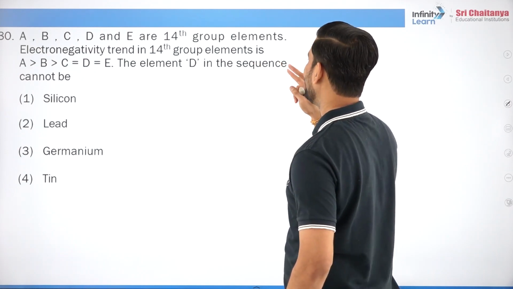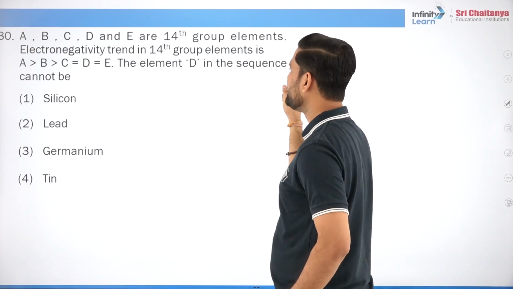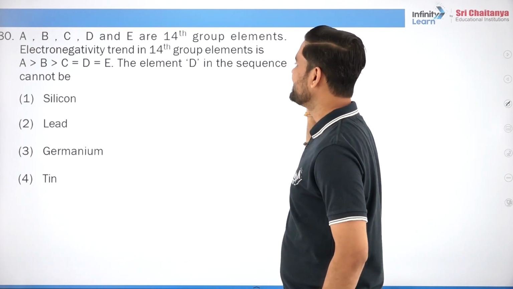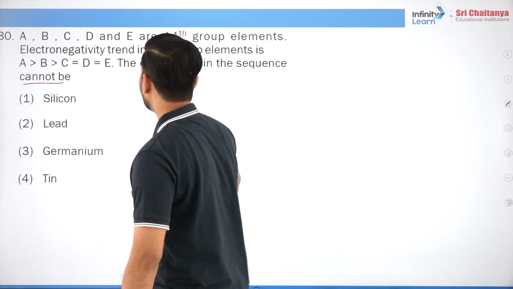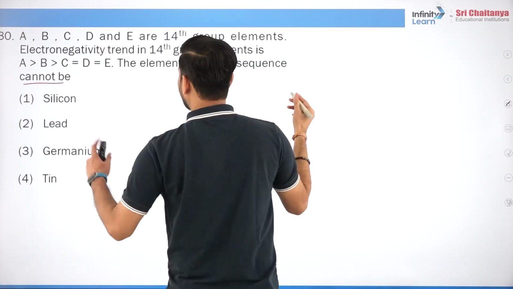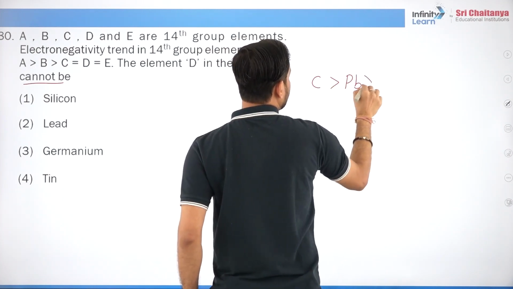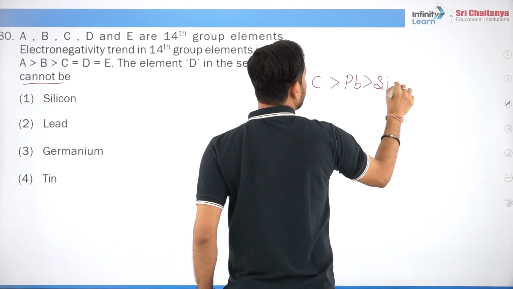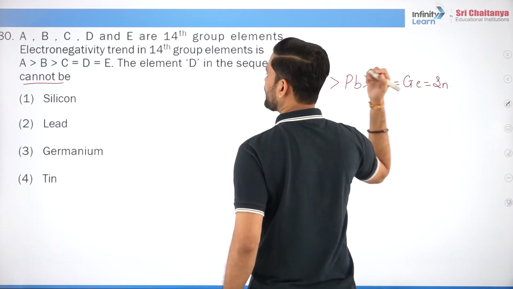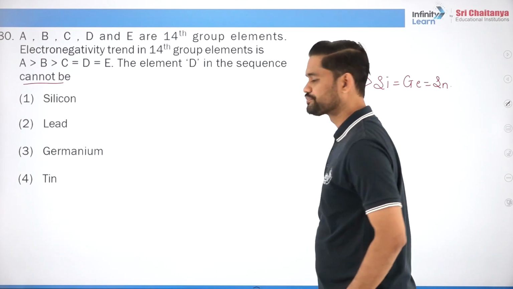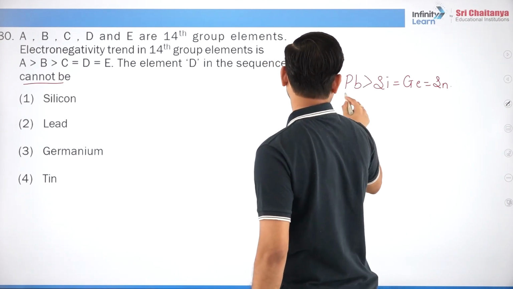A, B, C, D and E are group 14 elements. The electronegativity trend in group 14 elements is given. The element D in the sequence cannot be what? If I remember, the electronegativity series is carbon, then comes lead, then comes silicon, which is equal to germanium, which is equal to tin as well. Clear? So in this, D cannot be lead.